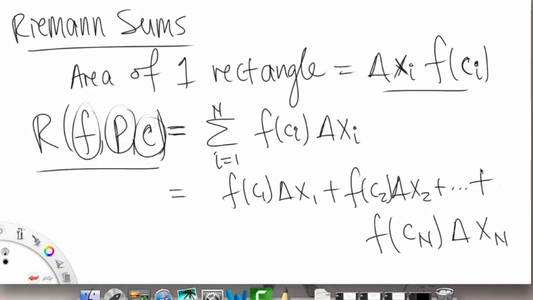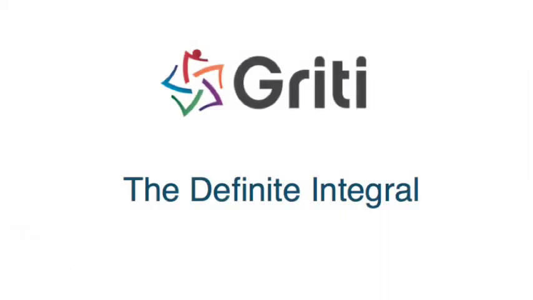Building off of this though, this is important for your understanding, like I said, because it leads us into something called integration.